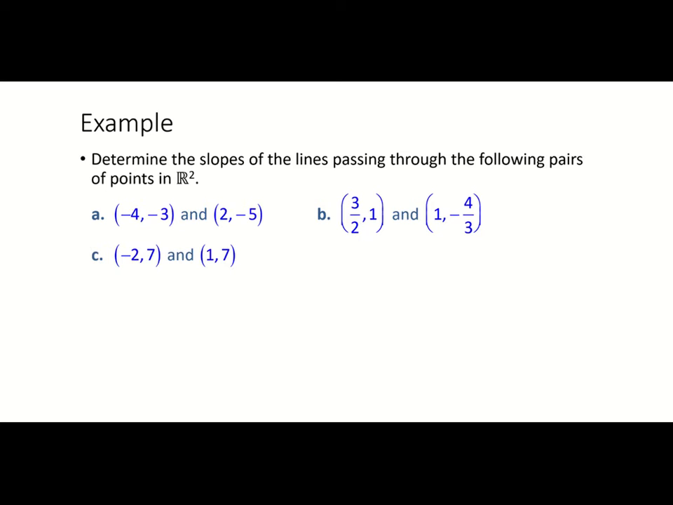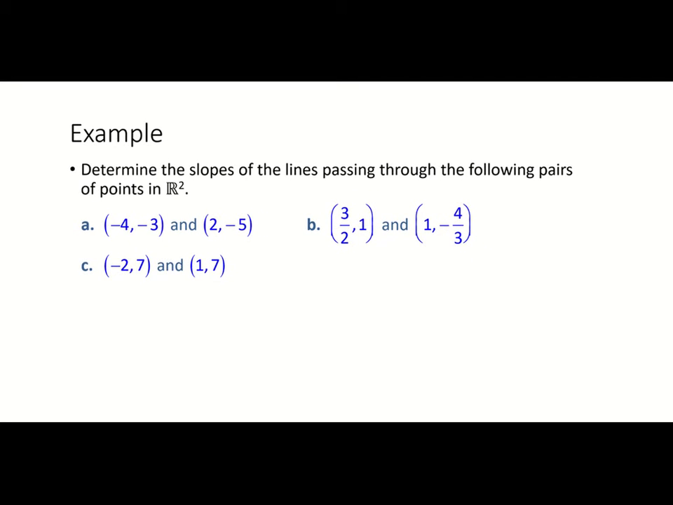Now the last one we need to look at is C. So again, I'm going to label them. We've got x1, y1, x2, y2. So when I do the math, I'm going to do 7 minus 7 over 1 minus negative 2.